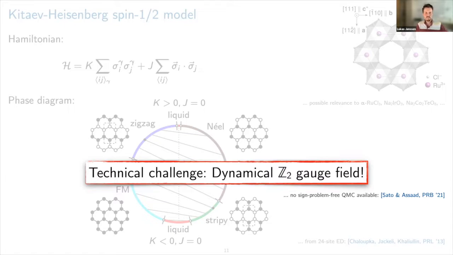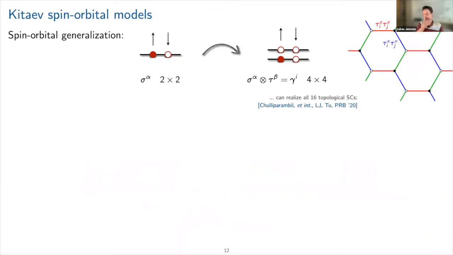So what else can we do? Well, we can generalize this Kitaev model by replacing these Pauli matrices, 2x2 matrices, by gamma matrices, 4x4 matrices. This is just a higher-dimensional representation of the Clifford algebra. And indeed, if you go on with the dimension of the representation of the Clifford algebra, you can show that you can realize all 16 types of topological superconductors. But here, let me just stick to this 4x4 dimensional representation.